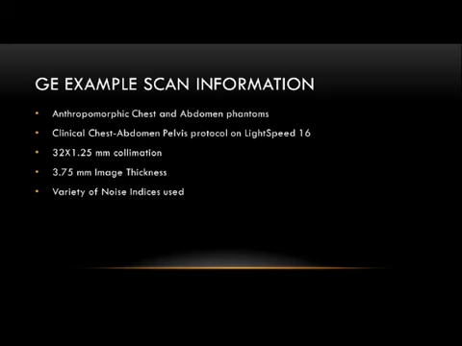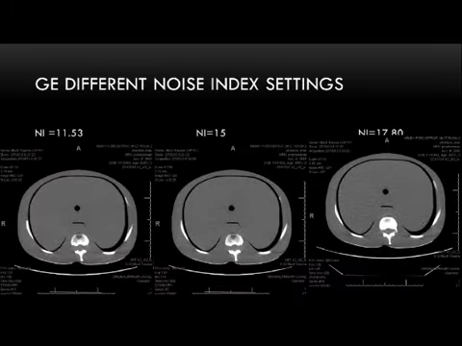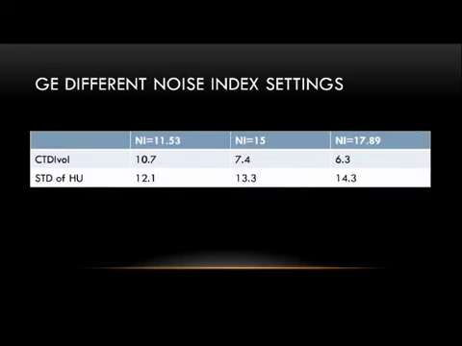But these are the acquisition parameters. This was on the Lightspeed 16 with the 32 by. Obviously, this was not on a Lightspeed 16. This was on the VCT. Sorry, my bad. Or actually, no, it was on a Lightspeed 16, but the acquisition parameters were probably instead 16 by 1.25 and not 32 by 1.25. So I changed noise index here from 11 to 15 to 17.8, and the resulting change, you can see, as the noise index went up, the CTDIvol went down and the noise increased. Okay. Pretty straightforward.